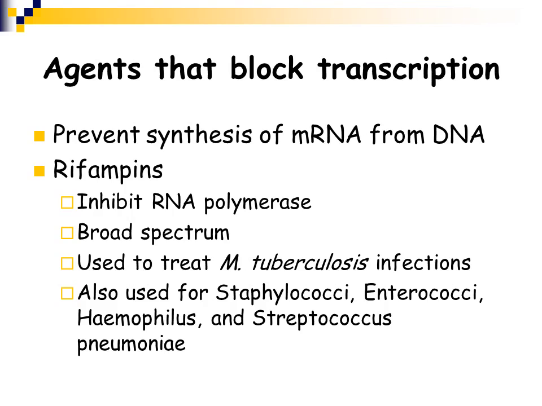So examples of antimicrobial agents that block transcription by preventing messenger RNA synthesis are the rifampins. Rifampins inhibit RNA polymerase. These are broad spectrum antibiotics, and they're commonly used to treat Mycobacterium tuberculosis infections, but they can also be used for other infections caused by staph, enterococcus, haemophilus, strep pneumoniae.